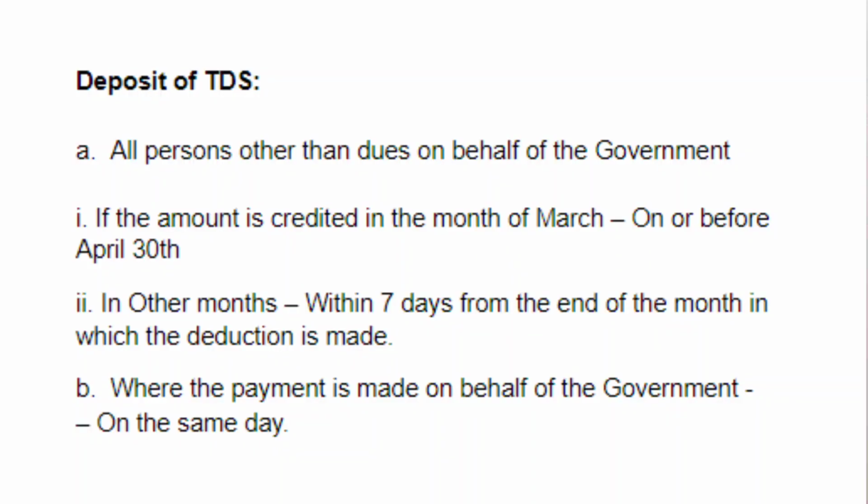In the next slide, we will understand the time limit within which a TDS should be deposited. So all persons other than the government have to deposit the TDS that they deduct on or before the 7th of the next month. In case I deduct a tax at any time, say 15th of this month, I have to pay the same by 7th of the next month. However, if the payment is due in the month of March, then I can pay the same by April 30th. In the case of government, the TDS should be deposited on the same day.